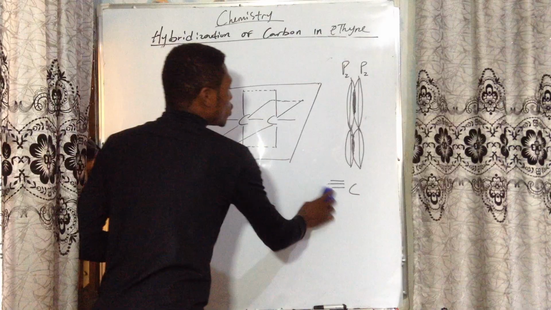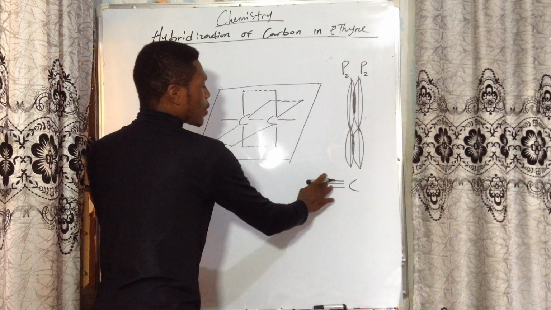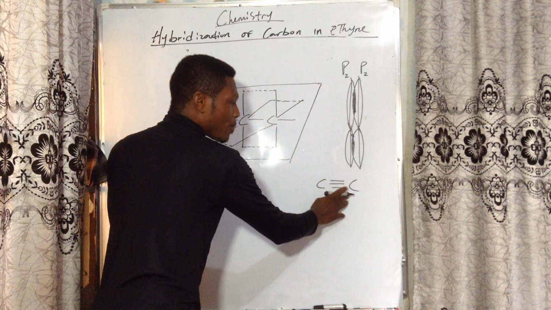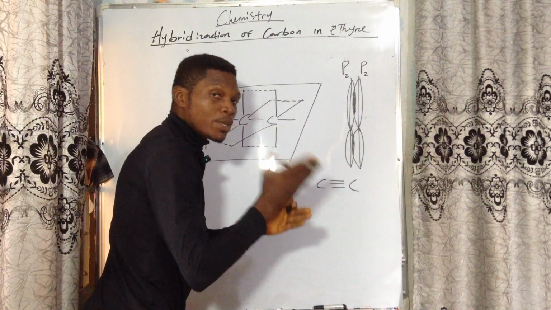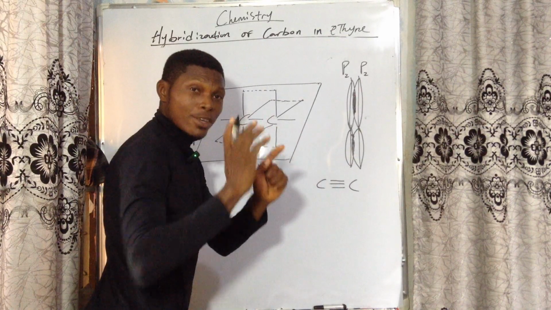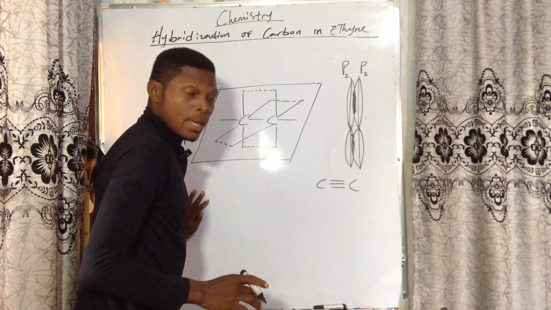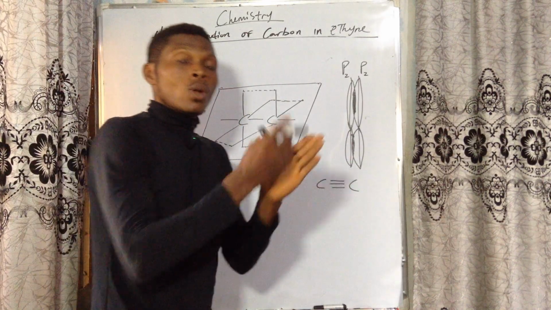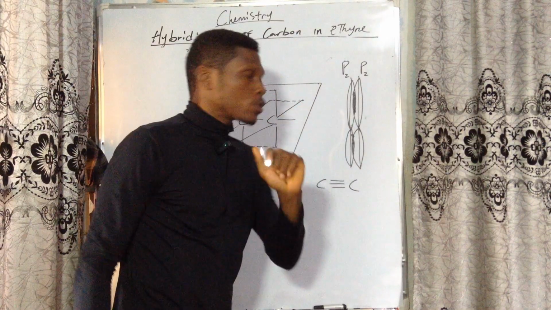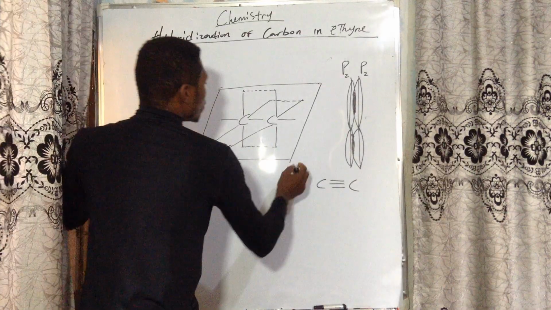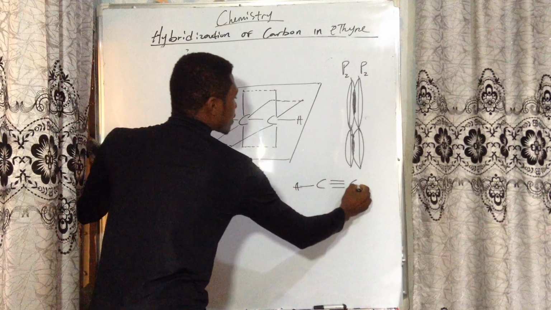So the triple covalent bond between these two carbon atoms consists of what? One sigma bond, a collinear overlapping between the two atoms, which is very strong, and two pi bonds, the collateral bonds of the remaining unhybridized p orbitals. So this is the bonding in ethyne.